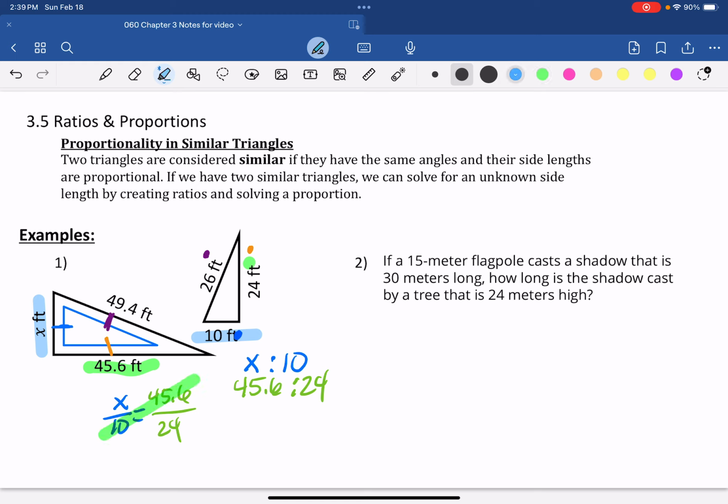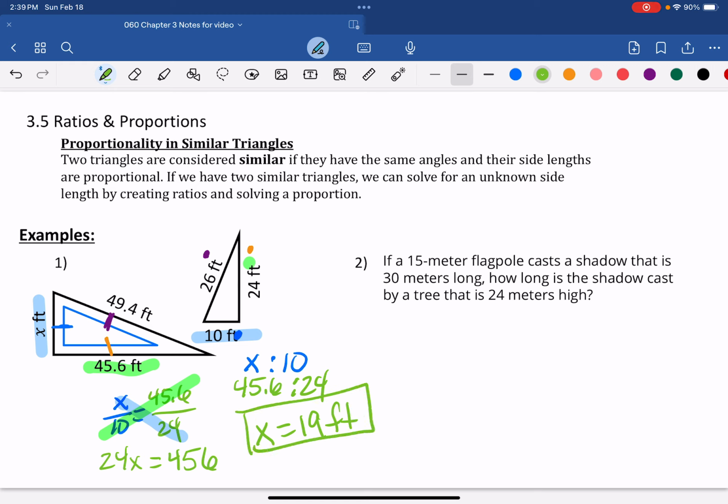And now I can cross multiply. Not doing a very good job of making straight lines here. 45.6 times 10 is just going to move that decimal place over to give us 456. And then I will divide everything by 24. It's not enough room to write. But 456 divided by 24 is going to be 19 feet. So the unknown side is 19 feet.